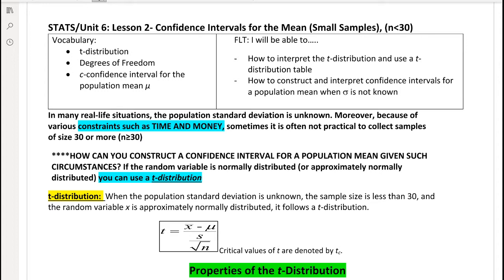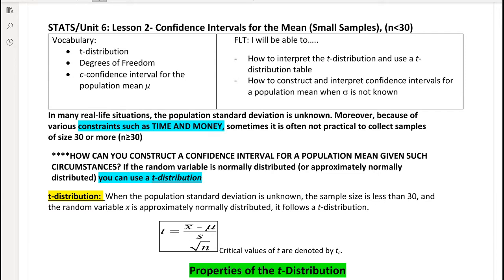Unit 6, Lesson 2. Hopefully, you guys are ready to do some problems again. Today, we're going to be talking about constructing confidence intervals for a mean where our samples are too small. Our sample size is too small, right? It's going to be less than 30, our sample sizes.